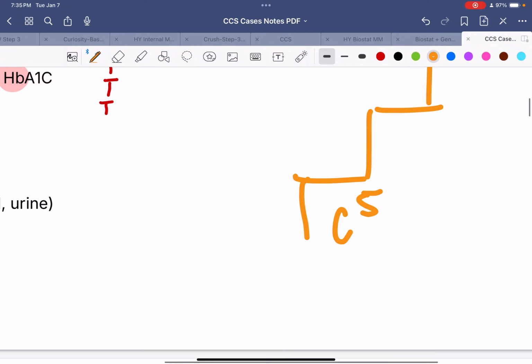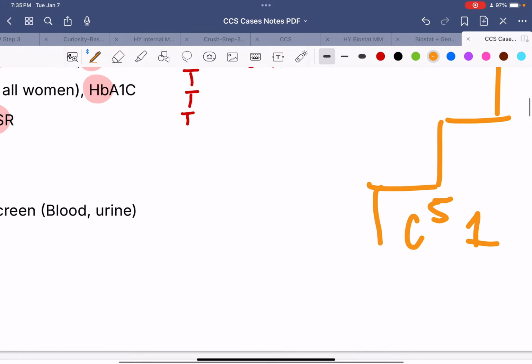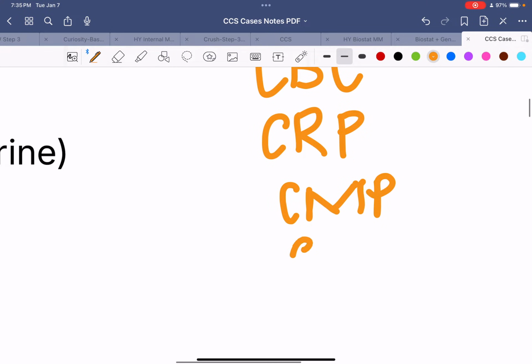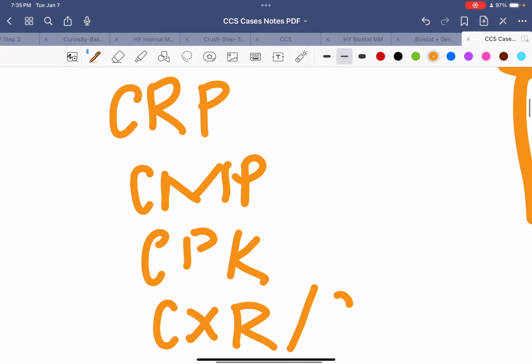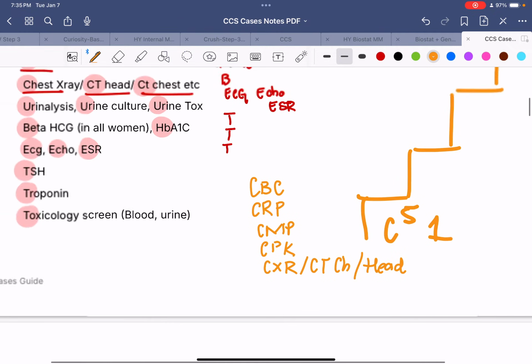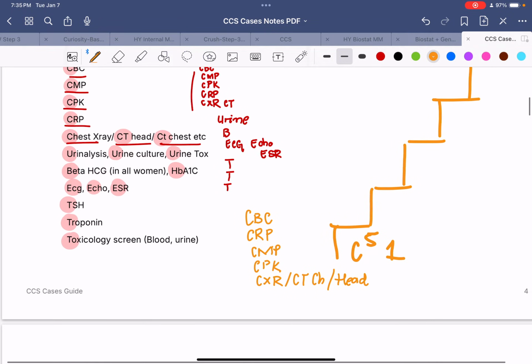This is our step number 1, the 5 C's. In the 5 C's, we have CBC, then CRP, then complete metabolic profile, creatinine phosphokinase, and chest X-ray, along with CT chest or CT scan of the head as needed. That makes our C raised to the power 5 component of cube.